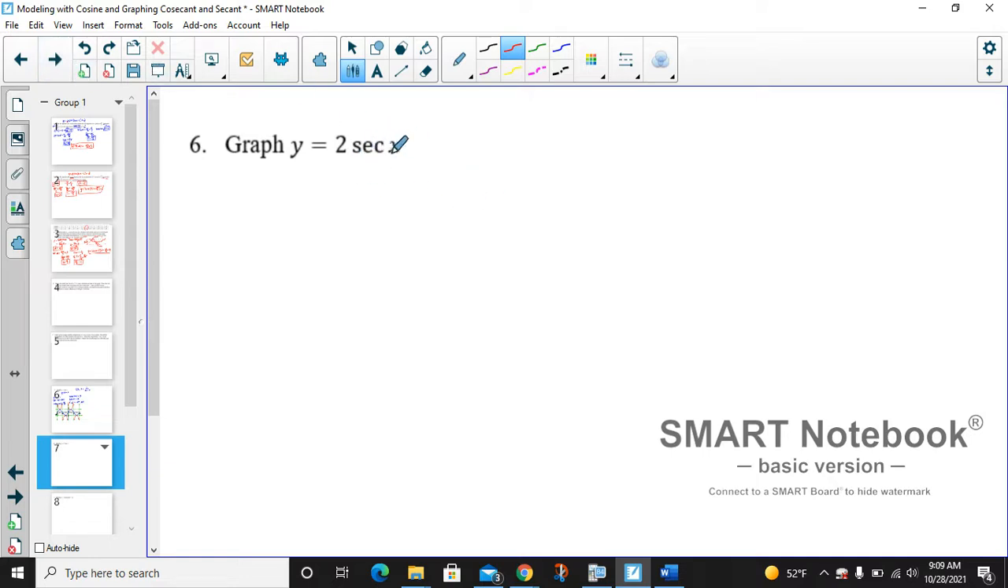All right, so what about 2 secant? What do we know about secant? We know that secant of x is equal to 1 over cosine of x. So what I'm really going to do here first is graph 2 cosine of x.